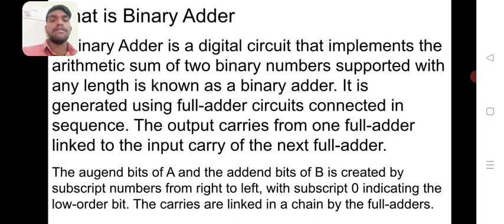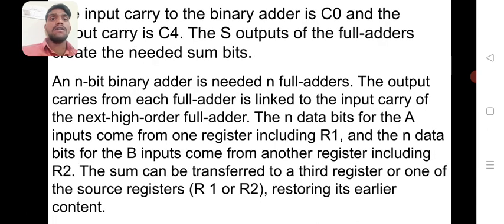The bits of A and the bits of B are numbered with subscripts from right to left, with subscript 0 indicating the low order bit. The carries are linked in a chain by the full adders. The input carry to the binary adder is C0 and the output carry is C4. The S outputs of the full adders generate the needed sum bits.